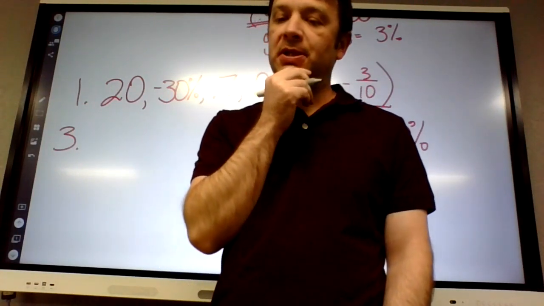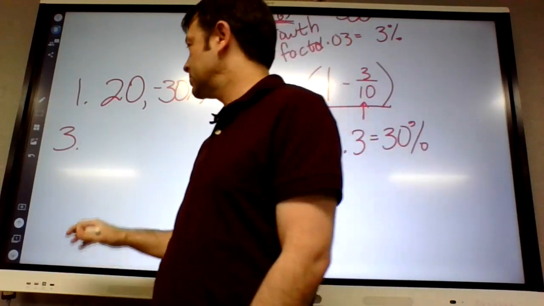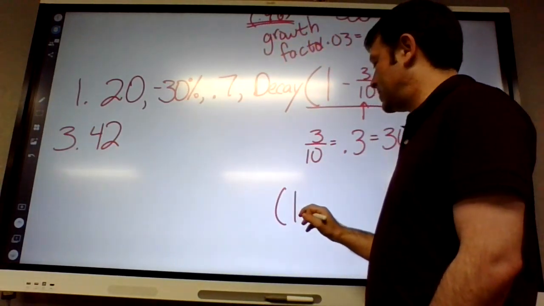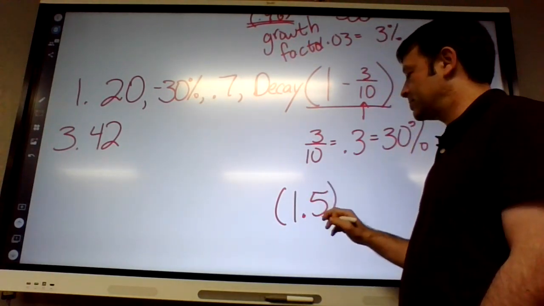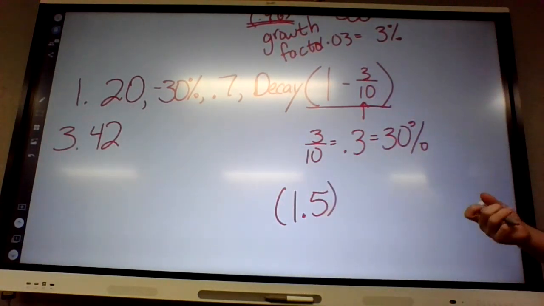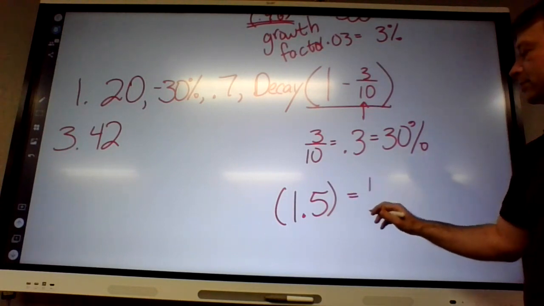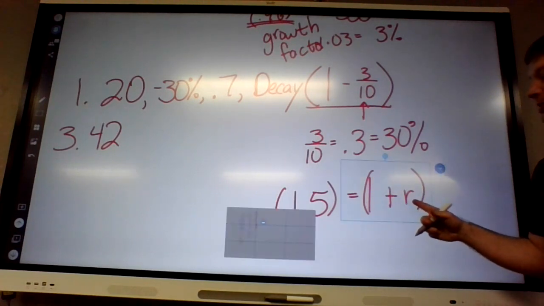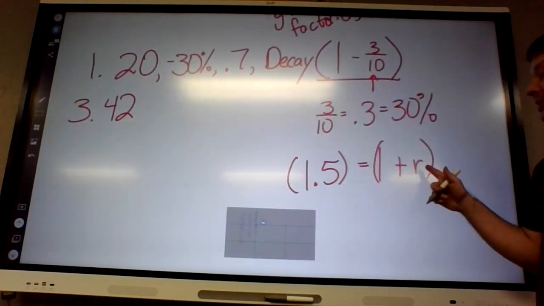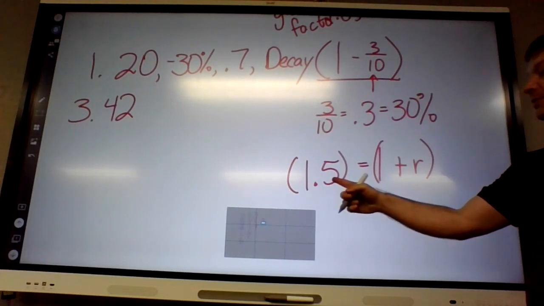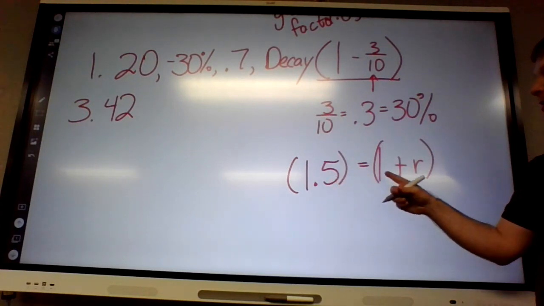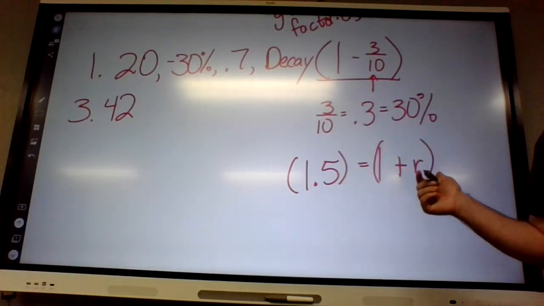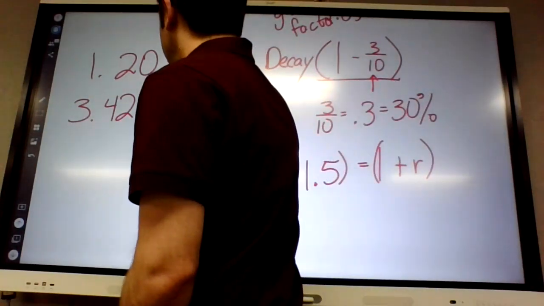Number 3, what is the initial amount? 42. Now, notice on number 3, in the parentheses, they don't have 1 plus something. They just put it together as 1.5. So what must the R, the percent change, be to turn it into 1.5? Must be 0.5, right? 1 plus R equals 1.5, so R must be 0.5. But what's 0.5 as a percent? 50%.